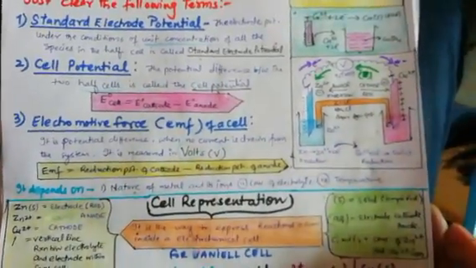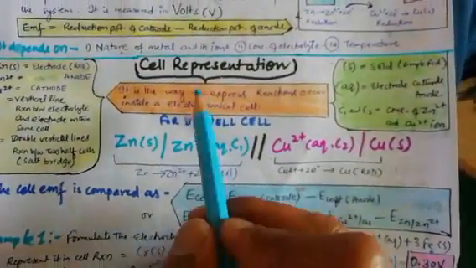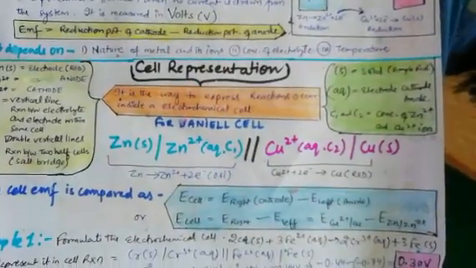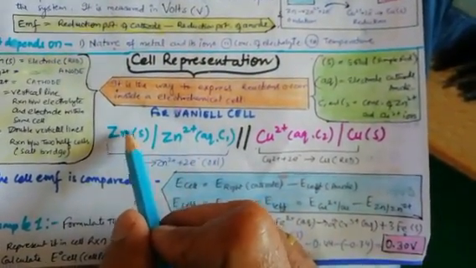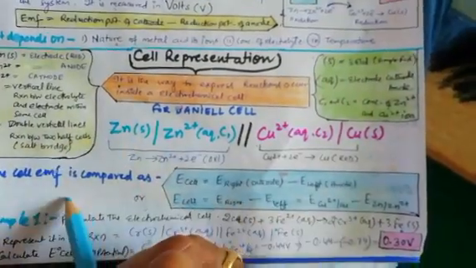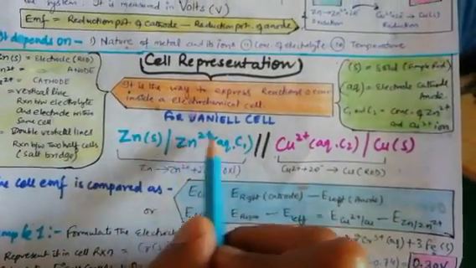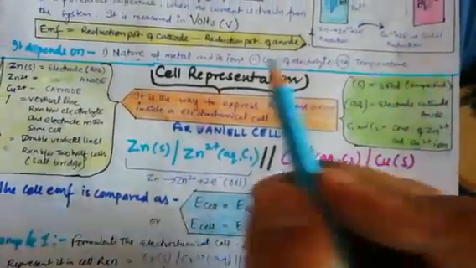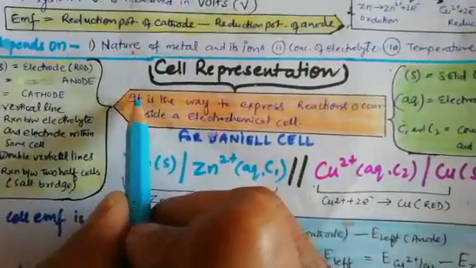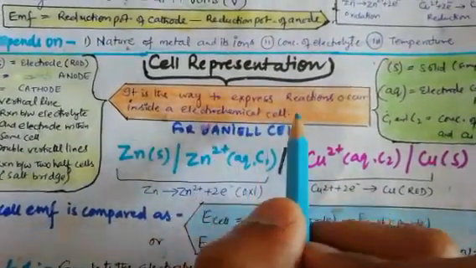Now we need to measure electropotential, but before studying the measurement, let's discuss cell representation. This is also very important. In chemistry, reactions are represented in the form of symbols, but in electrochemistry the reactions are represented with the help of vertical lines, aqueous and solid notations. So let's understand what cell representation is. Basically, it is the way to express reactions occurring inside an electrochemical cell.